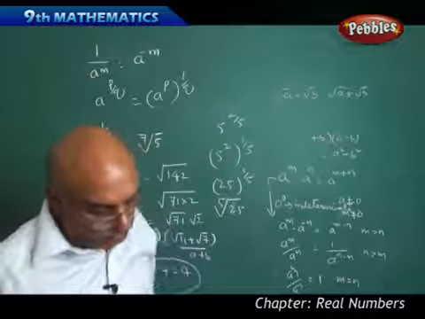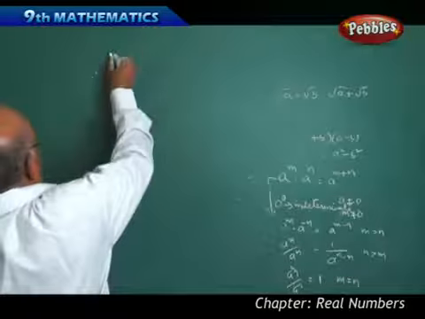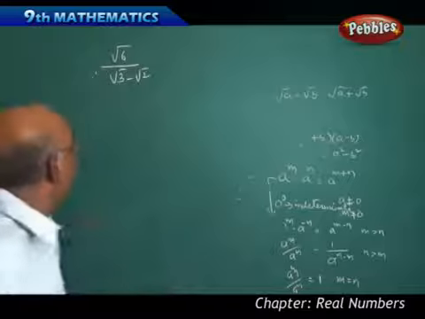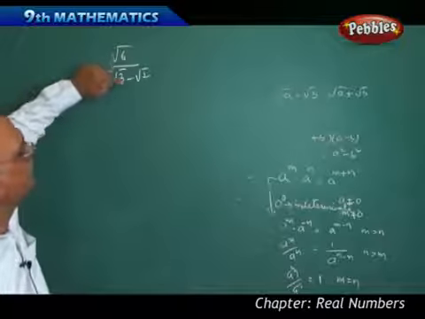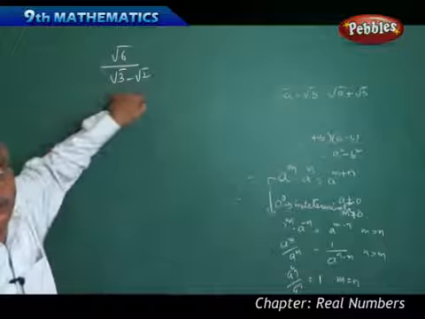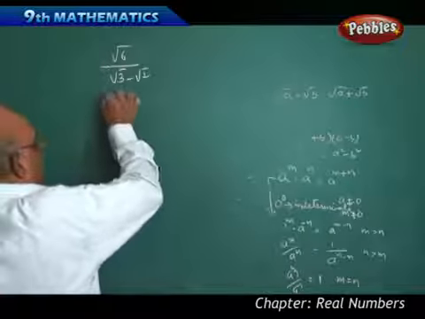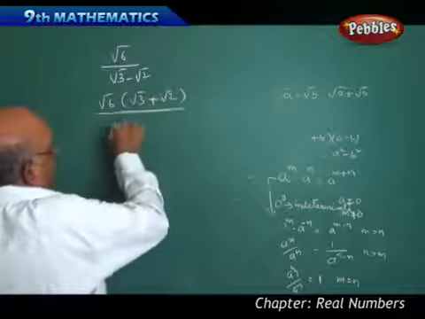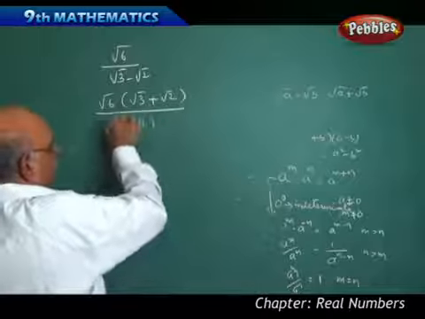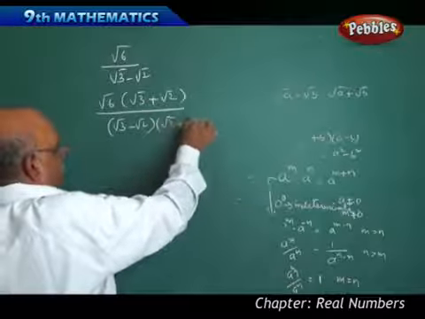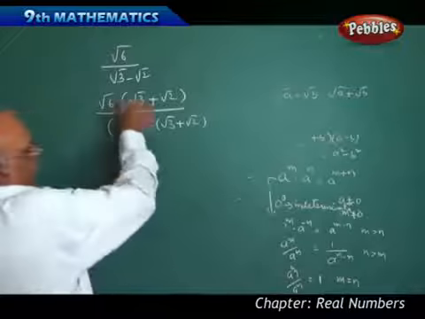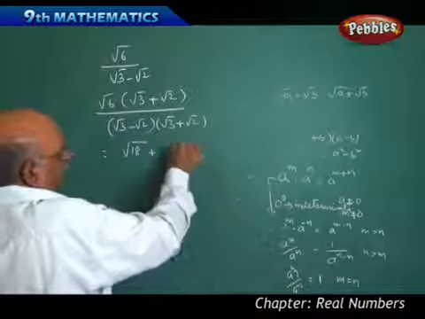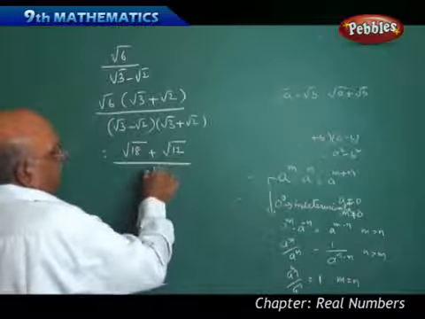a real number. Now, for example, if I take root 6 divided by root 3 minus root 2 and I want to simplify this, the conjugate of root 3 minus root 2 is root 3 plus root 2. Therefore, I can write this as root 6 into root 3 plus root 2 divided by root 3 minus root 2 into root 3 plus root 2, which is root 18 plus root 12 divided by 3 minus 2, that is 1.